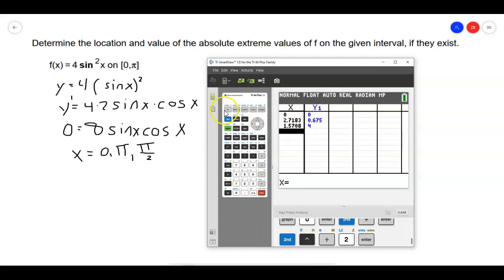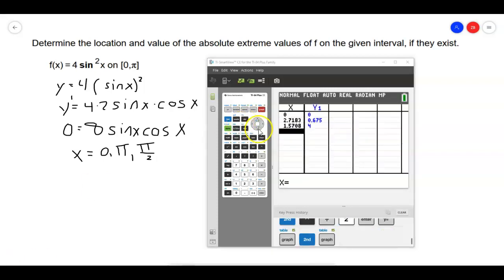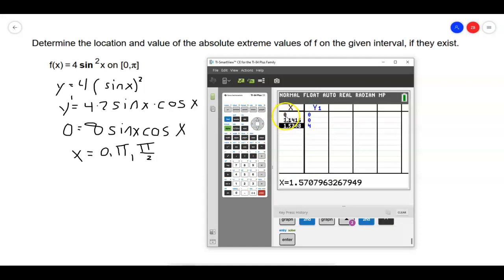So let me check that. Let me go back to y equals 4 sine of x squared. Something seems a little bit off here. Oh, I think I put an e there instead of pi. That's what I did. Second pi. Yep. So here we go, for 0 and pi we get the value of 0. So those are our extreme minimum values. And then for pi over 2, we get 4. So that's going to be our maximum value.